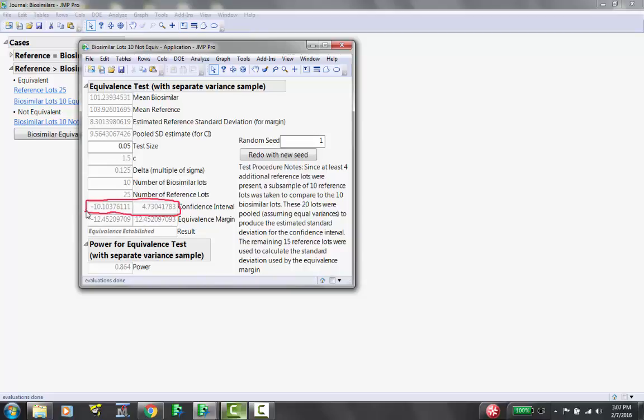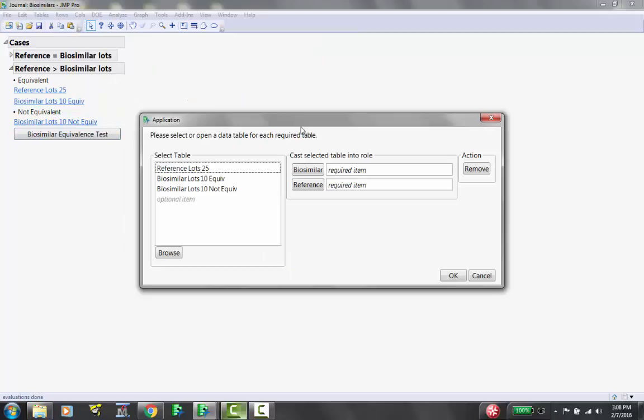That uses the random sample of size 10 reference lots. The remaining 15 is used to establish the criteria. You'll see that that confidence interval falls within those margins, or those goalposts. Therefore, equivalence is established. You could have a scenario where equivalence is not established.